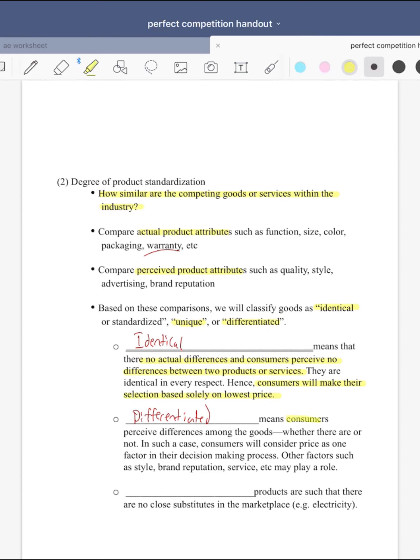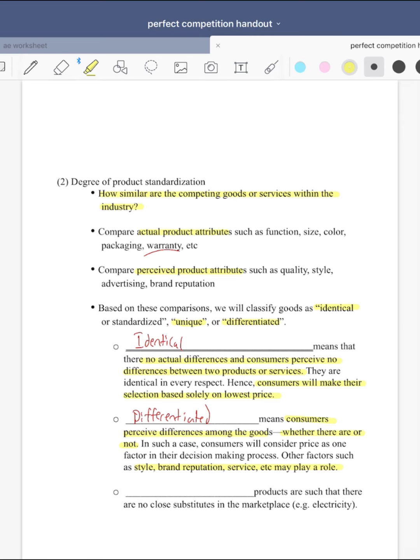Next, we have differentiated goods. Now, whenever we talk about differentiated goods, this means that consumers perceive differences, whether there are any or not. In such cases, consumers are going to consider price as one of the factors in their decision-making process. Other factors such as style, brand reputation, service, etc. play a role. So once again, these are going to be some of those subjective measures that go into your decision.